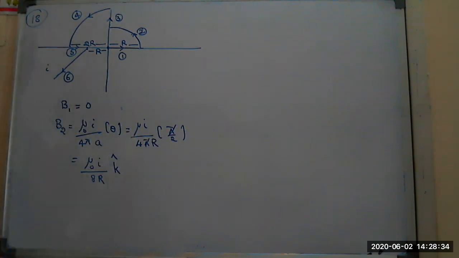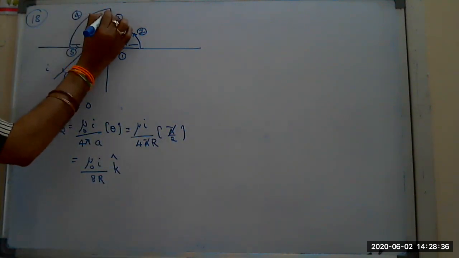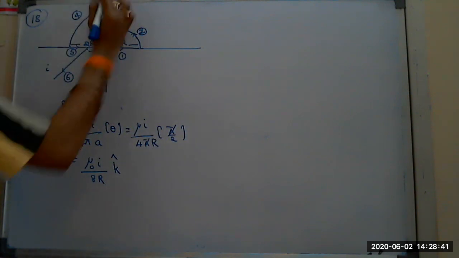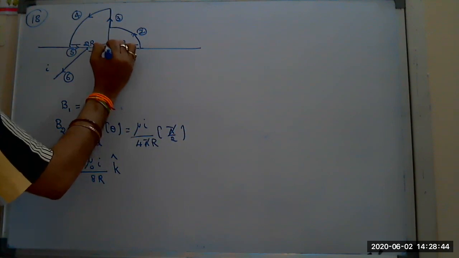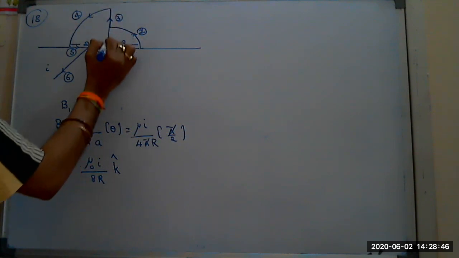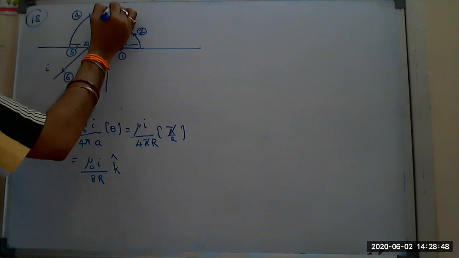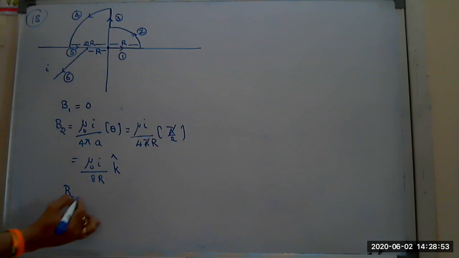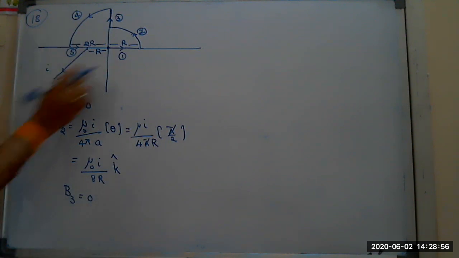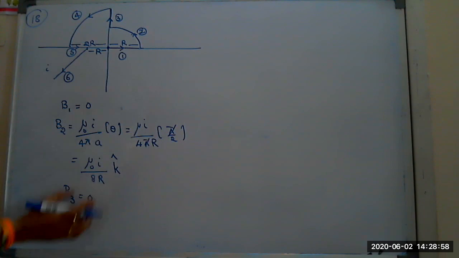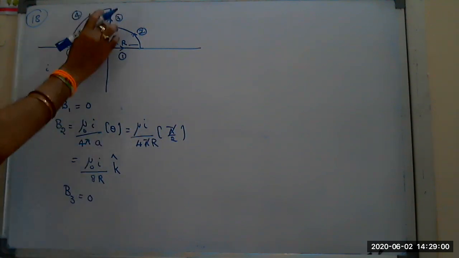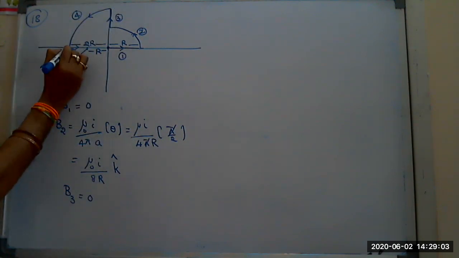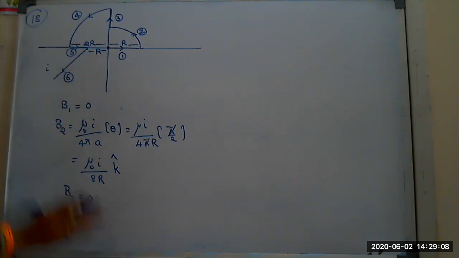Look at B3. The point is on the axis of the third part of the wire, so again B3 equals 0. What I told here: if the point is on the axis of the wire, the magnetic field is 0. So B3 is 0. Even for the fifth part, you can say easily that it is also 0. Later we will come to it.